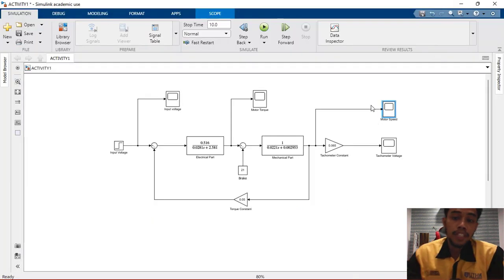It can be concluded that when we keep the input voltage constant and vary the brake scale, the motor speed of the DC motor will gradually decrease from 0 until 21. I think that's all for activity number 2.